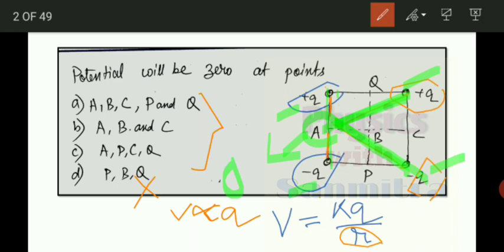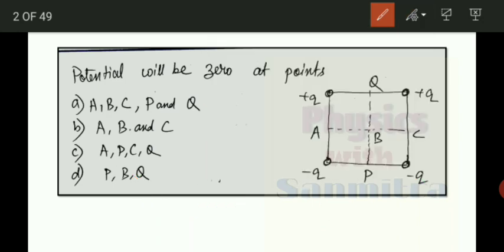Now let's look at P. From point P, let's take these two charges. These two are negative charges, so they will have a negative potential contribution at point P, and these two are positive charges. These will have a positive potential at P. Now these two distances are not equal, so definitely they will not cancel each other, so there will be some net potential at P. So at point P, Vp is not equal to 0.